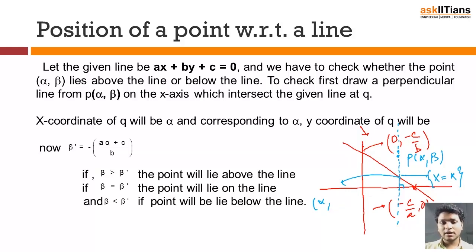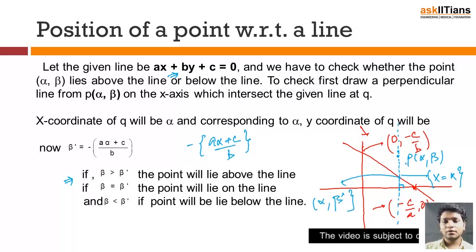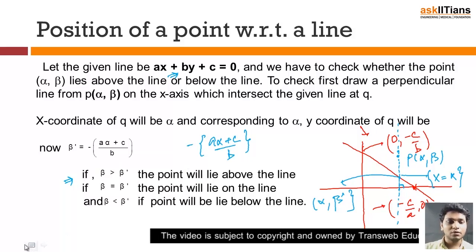And if the x coordinate is alpha, we can find out the y coordinate by putting x equal to alpha in this equation. After we put the value alpha for x in this, the value of y will be nothing but minus (a alpha plus c) upon b. Now take this value as beta dash. Now the comparison is very simple. If the beta which is given is greater than the beta dash, the geometry will tell you that point P is going to lie above the line.